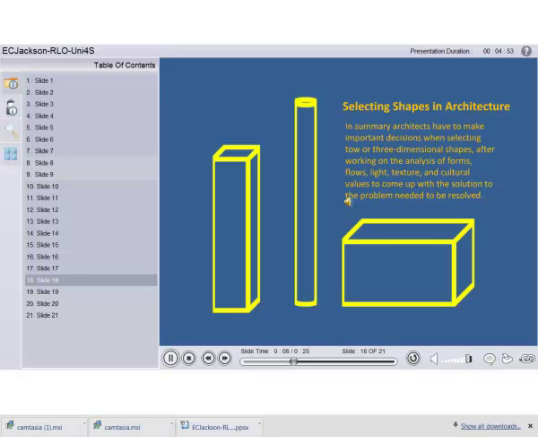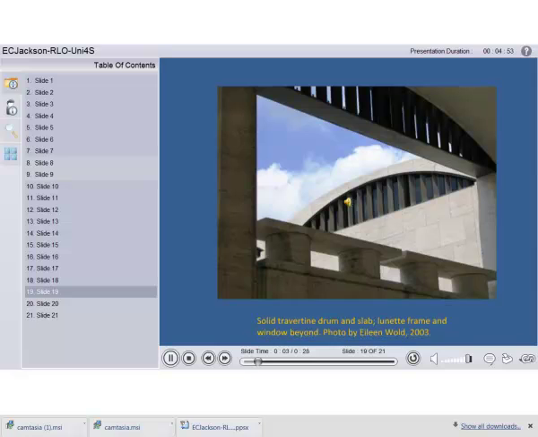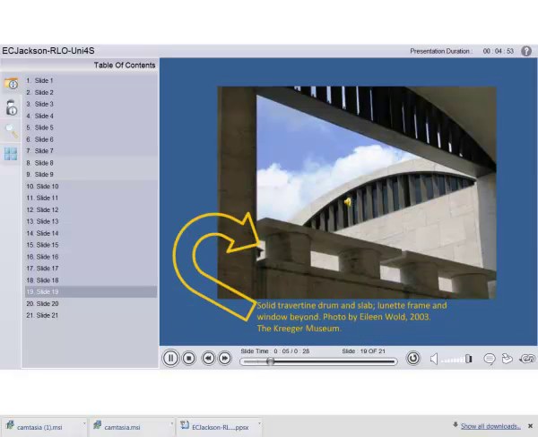In summary, architects and designers have to make important decisions when selecting two- or three-dimensional shapes after working on the analysis of forms, flows, light, texture, and cultural values to come up with the solution to the problem to be solved. Echoing the Greek architecture, Philip Johnson, the architect of the Krieger Museum in Washington, D.C., uses monolithic cylindrical columns and slabs in the design of some elements in the Krieger Museum, the art museum for the Smithsonian Institute.